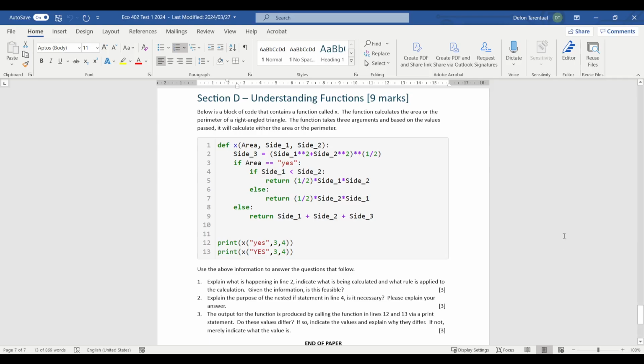Okay, quick, my battery has 12 minutes left. Okay, so the hint is line 3, right? Area is an argument for this function. If area is equal to yes, it calculates the area of a triangle, right? The way you would know that is if you know what the formula is for the area of a triangle, which is half base times height, right? If that is not true, it will calculate this, which is just the perimeter, right? So based on these 2 lines of code, what is the answer for line 12?